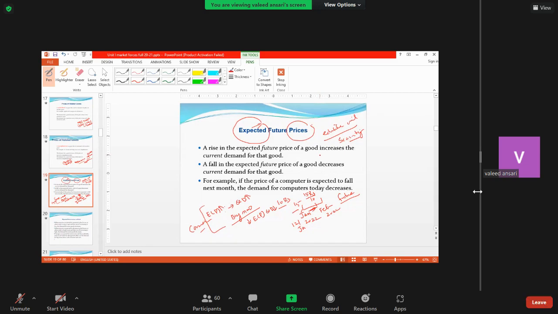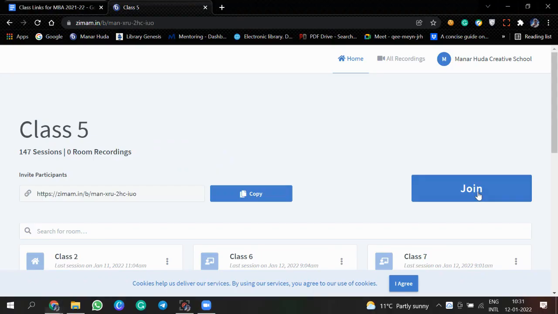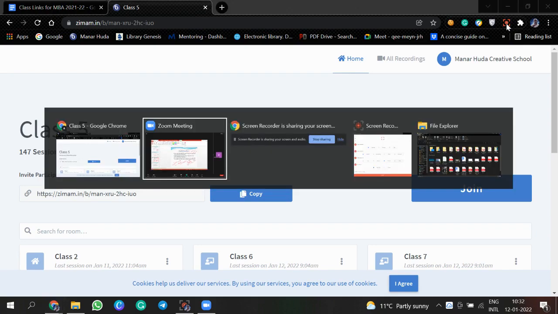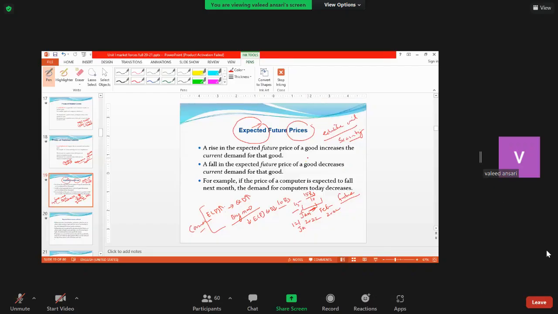Let me tell you that if prices start rising of anything, then people start thinking that it will go up and up. People start buying it because they think that it will go up further. So this is how the price is affected. Income also affects it in this way, but that I will take up in my next class.